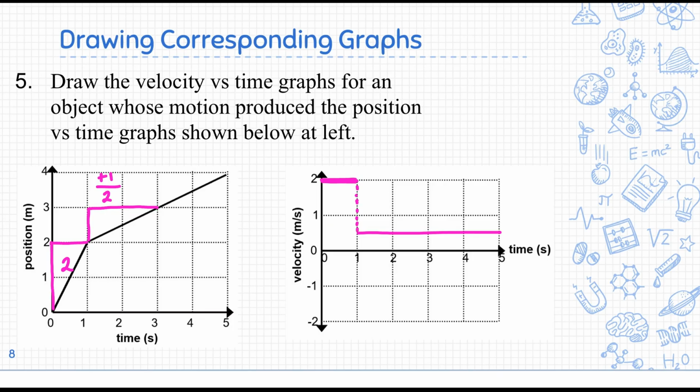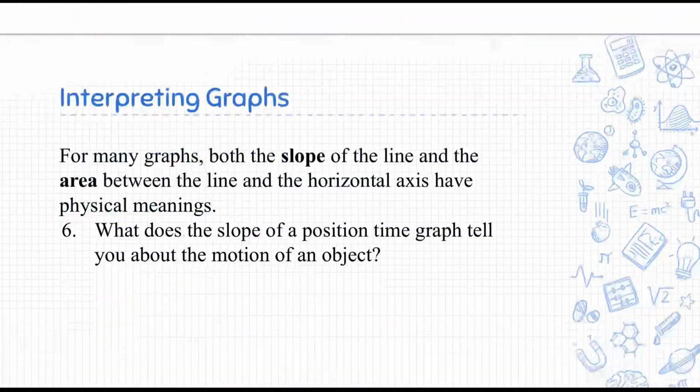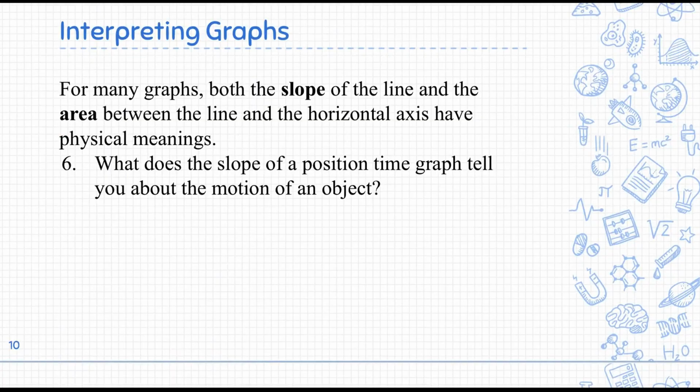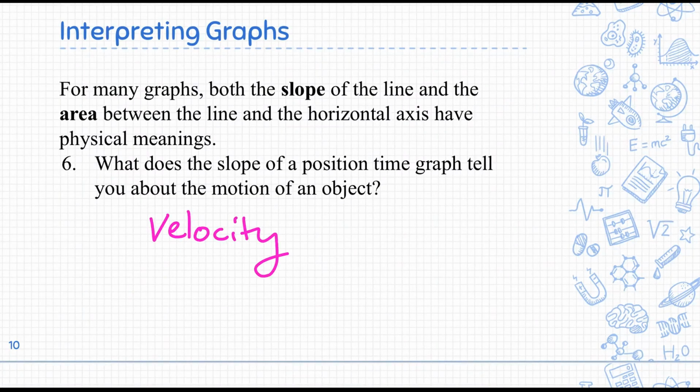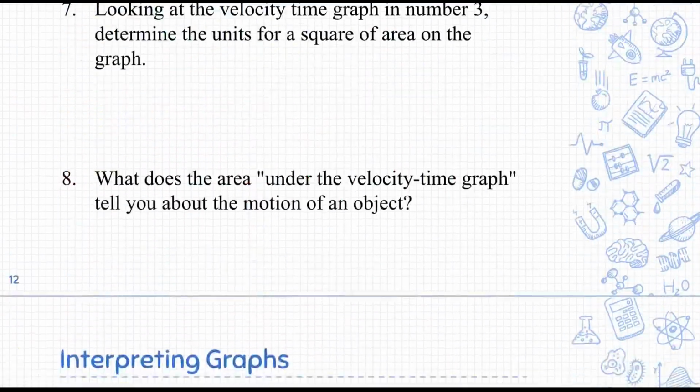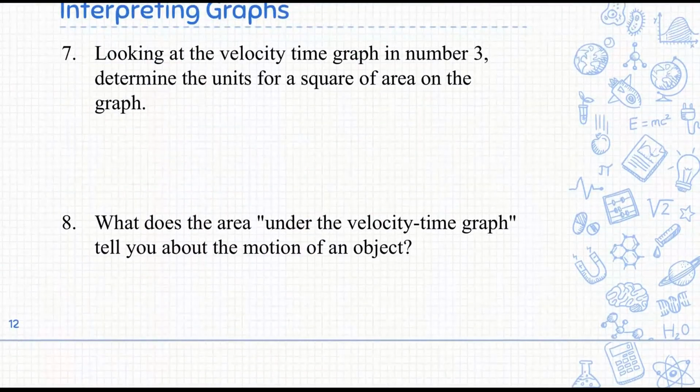So let's think about our velocity versus time graphs now. For many graphs, both the slope of the line and the area between the line and the horizontal have physical meanings. So the slope of a position versus time graph tells you the velocity. We've been using that to figure out my velocity versus time graph. But looking at the velocity versus time graph, I need to think about what the area means.